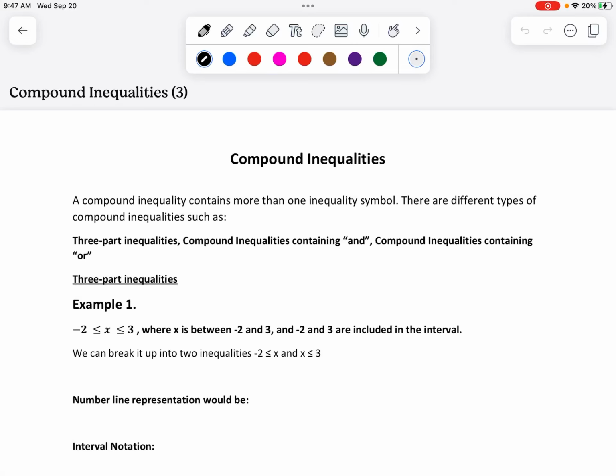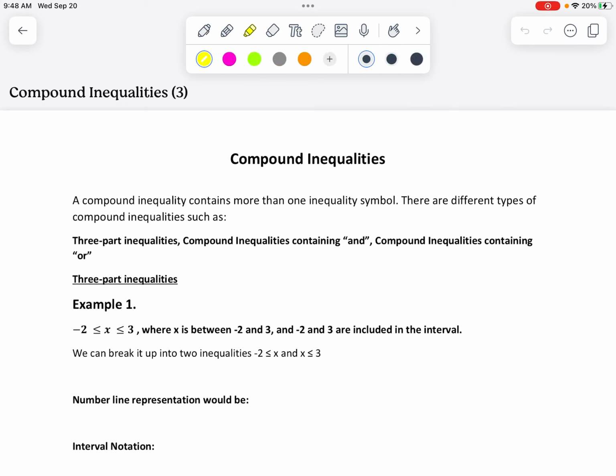Hi, today we're going to continue our lesson on inequalities, and today we're going to talk about a compound inequality. I'm not going to read through everything because I know you guys can, but make sure that you read through everything. And just like the word compound, it means more than one inequality, okay? More than one inequality symbol. So basically, you're merging two inequalities into one, okay? So we're going to talk about three different types of compound inequality.